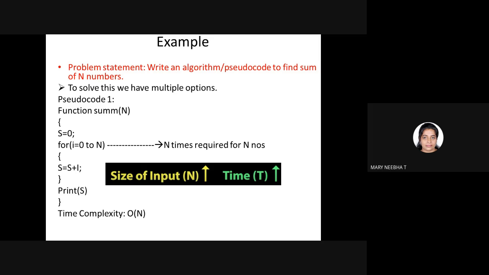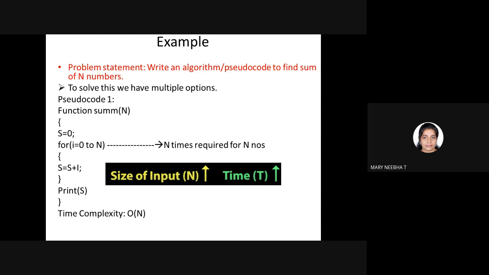So this pseudocode explains our example: we want to find the sum of n natural numbers. For that I am writing one function. In this program you see, we are just using a for loop. We are writing a function, and sum is the function name. We are passing the number of arguments, the numbers.